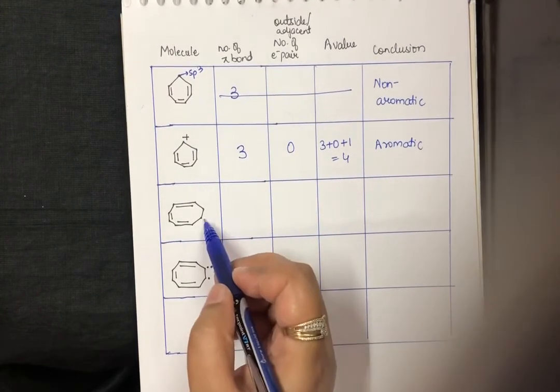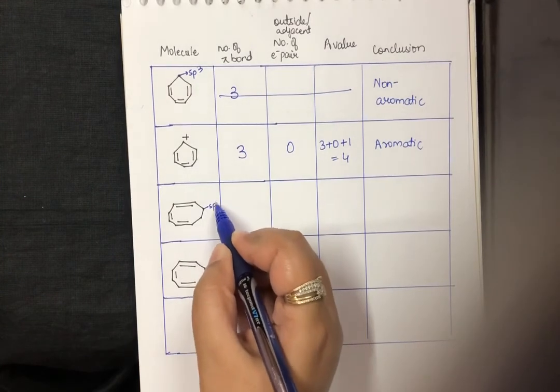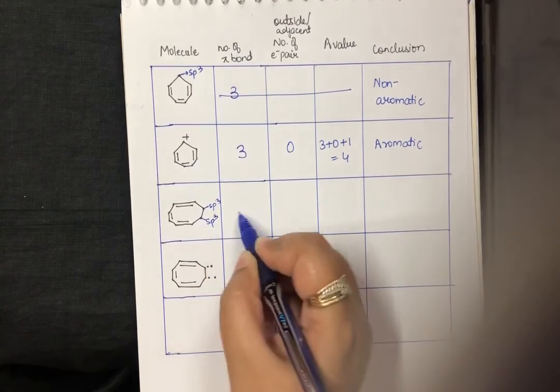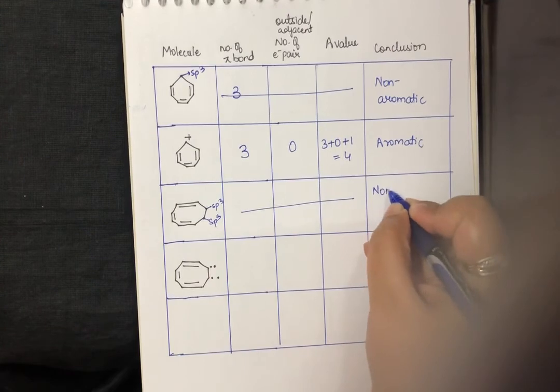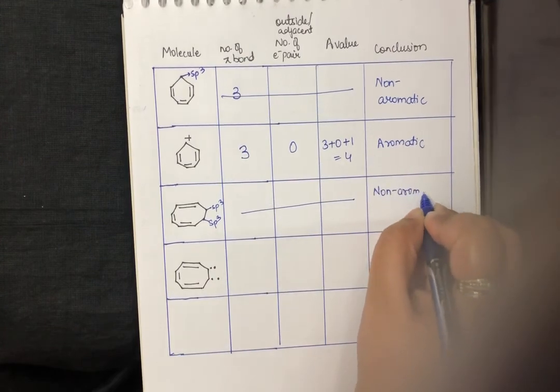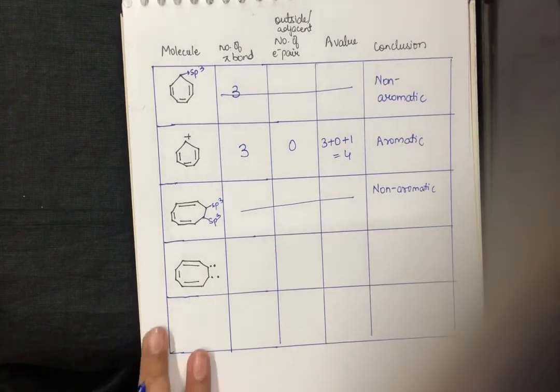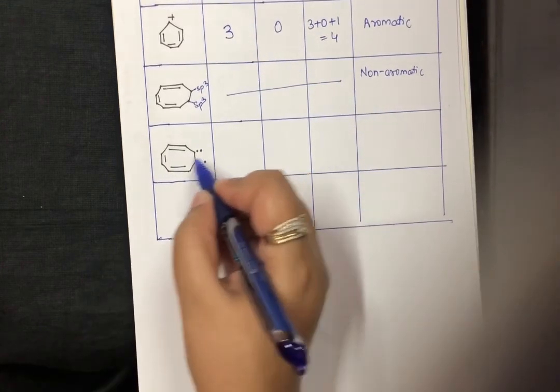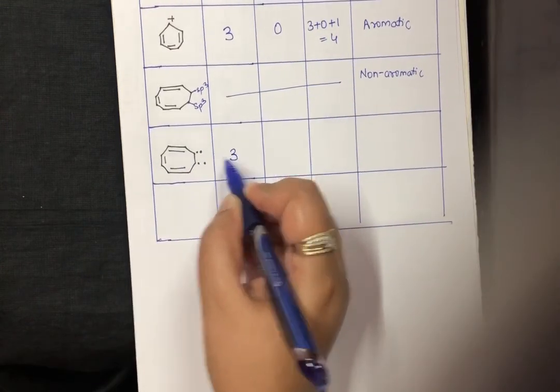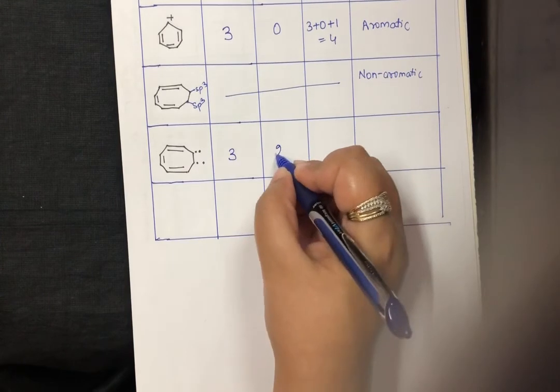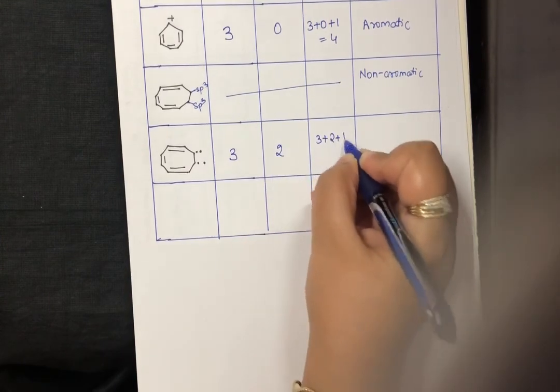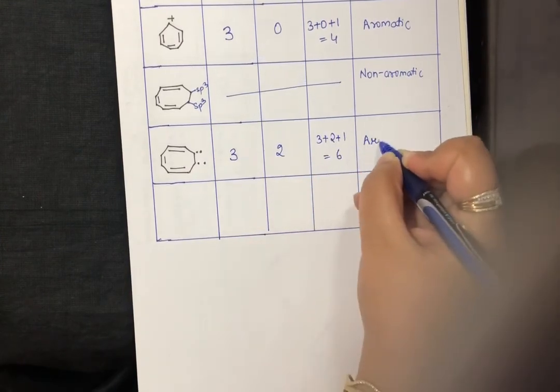Now when I talk about a compound like this, I have 2 carbons which are sp3 here. So again it is non-aromatic. Similarly, when I talk about this, it has how many pi bonds? It has 3. How many pairs are there? There are 2. So it is 3 plus 2 plus 1, 6. So it is aromatic.